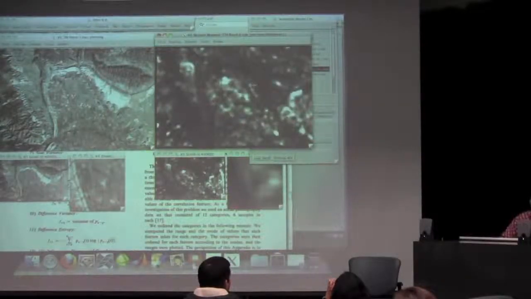Angular second moment. Remember we said a very uniform area is going to be very bright? Most uniform area, very bright. Most uniform area over here, very bright.